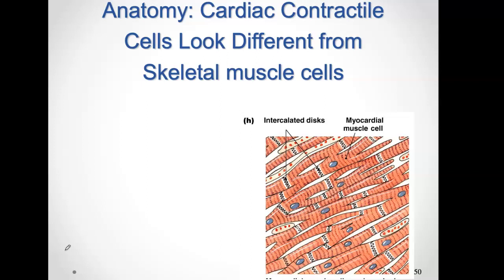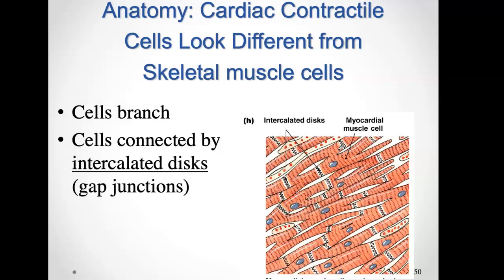We start out by looking at a review of anatomy and what a cardiac contractile cell looks like. It actually looks different from the skeletal muscle cell, and these are some of the differences. One thing that you notice is that the cells can branch. You have one cell here, and it's sort of branching in two directions. You don't see that in skeletal muscle. The cells are connected by intercalated discs or gap junctions. Remember the intercalated discs? We had a terrible time finding them under the microscope in anatomy.